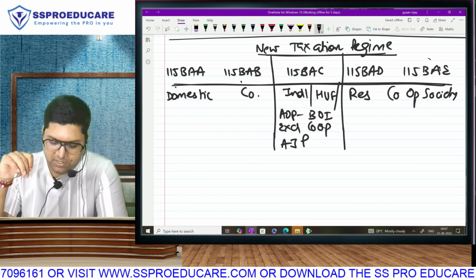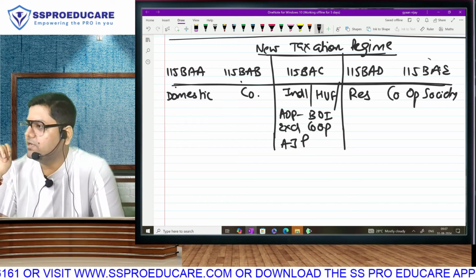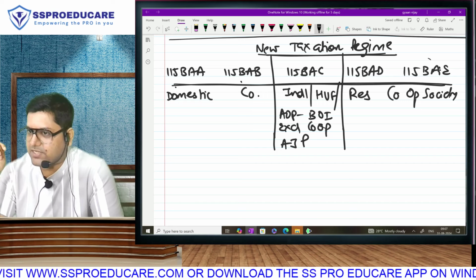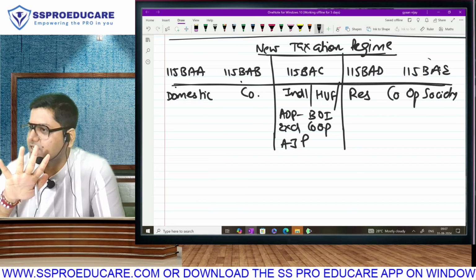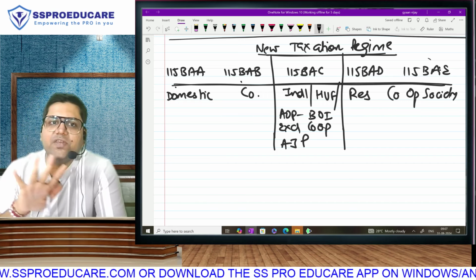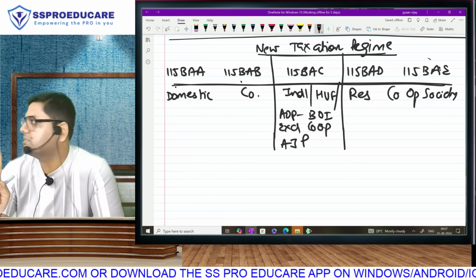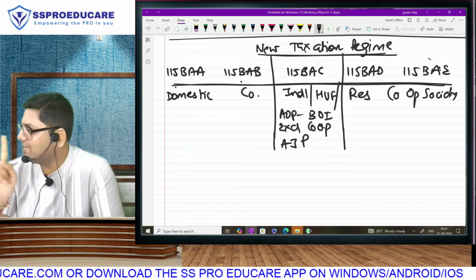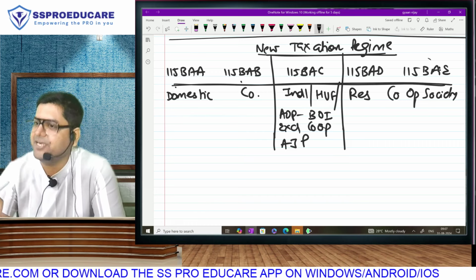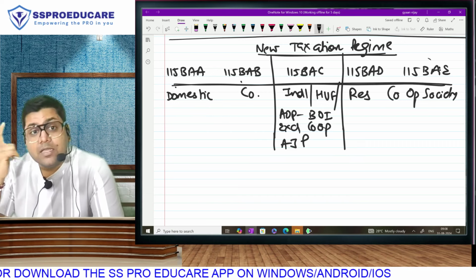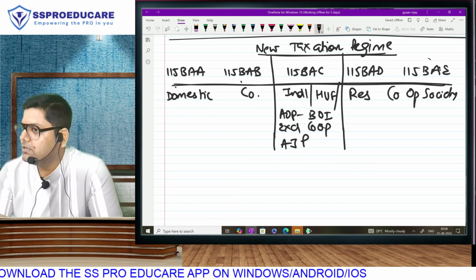So 2 sections for companies, 1 for individual, HUF, AOP, BOI, AJP, and 2 for cooperative societies. We have to study 5 sections in the new taxation regime. Once we finish these 5 sections, our new regime will get over, and finally our introduction chapter will get over. Now you are clearly understanding what we have to complete to finish our chapter introduction. That thing should be forever in your brain.